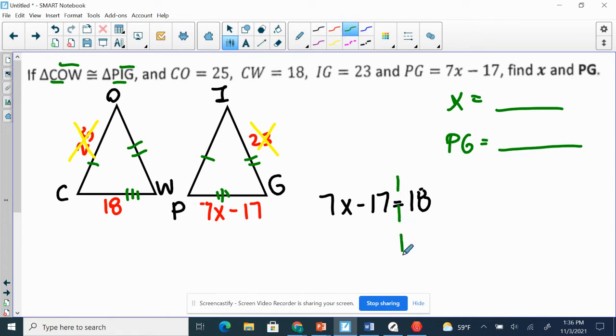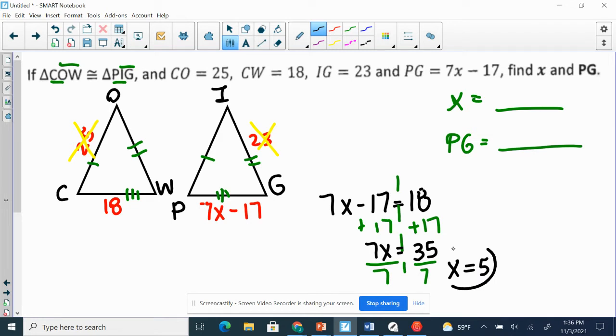We're going to solve this basic equation. We're going to add 17 to both sides, which should give me 35. Then because that is 7 times x, we're going to divide by 7. And x is going to equal 5. Again, if it was a multiple choice question, this answer will be there, whether they're asking for x or not. So they will absolutely give it to you. So x equals 5. We know that's in one of our blanks, but we're not done because we have the and. So we need to plug it in to find out what PG is.